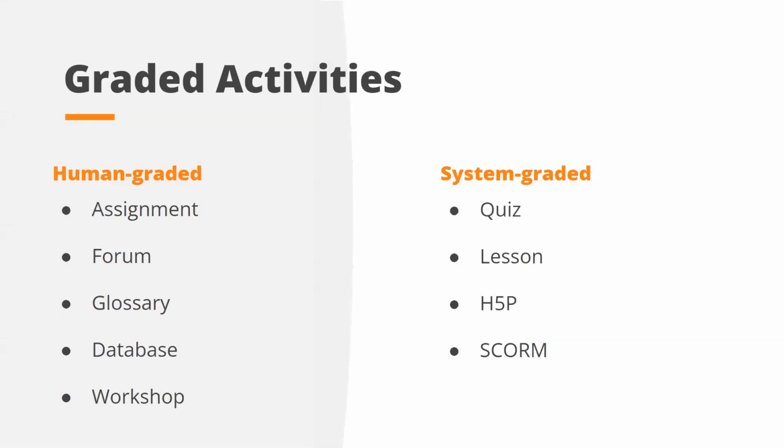As mentioned before, Moodle has a number of different activities that can be used for grading. The activities that require human grading, and I mean those that need to be graded by teachers or peers, are the assignment, the forum, the glossary, the database, and the workshop. And the auto-graded or system-graded activities are the quiz, the lesson, the H5P, and the SCORM.